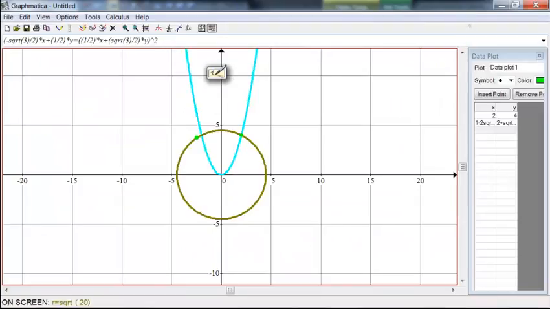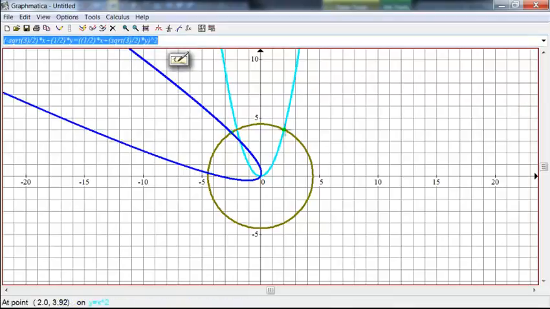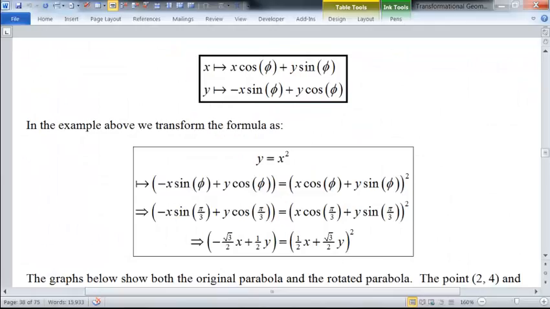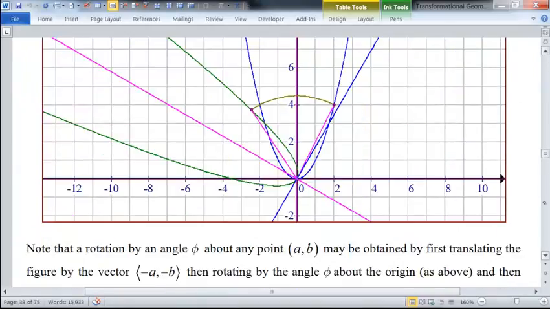Let's see what happens here when I graph this. Notice it takes this point here to this point right here, and it takes the entire parabola and just rotates it. And it rotates it by an angle of pi over 3. Isn't that cool? So this is how you can rotate graphs. Now, this is rotating what?